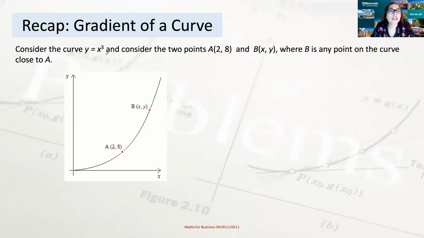Okay, so let me take an example, like let's take the curve y is equal to x cubed, and let's take any 2 points A and B, where A is (2, 8) and B is (x, y). That is, B is any point. This is a fixed point (2, 8), A, and I'm taking B as any point. Now I'm going to move this point B towards A. So let's see what happens when we move this point B towards A.